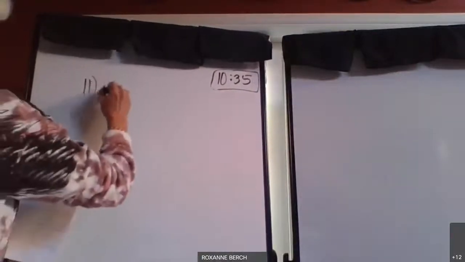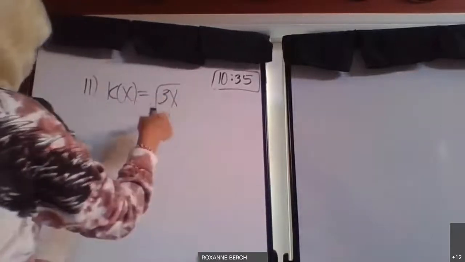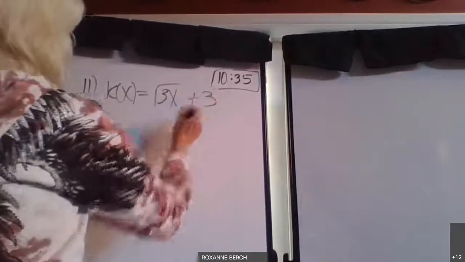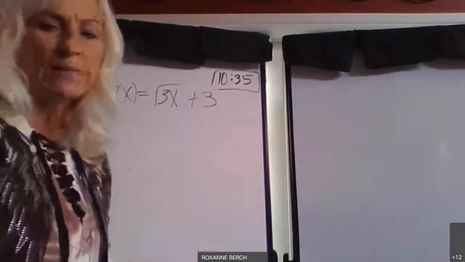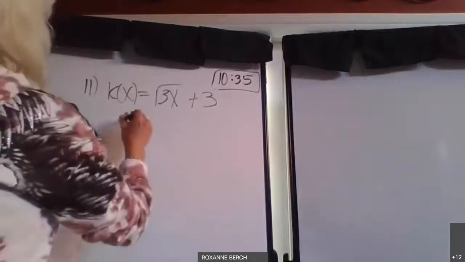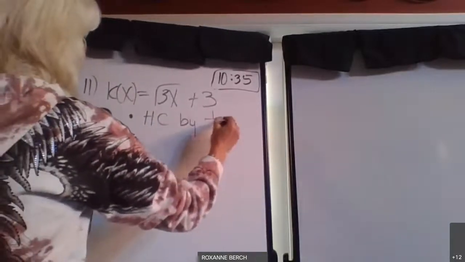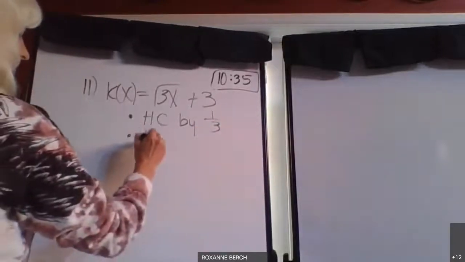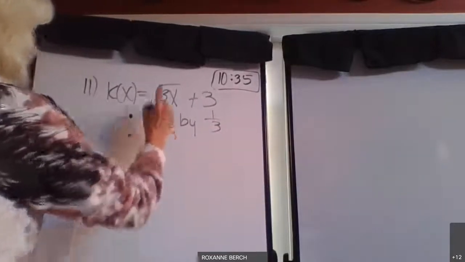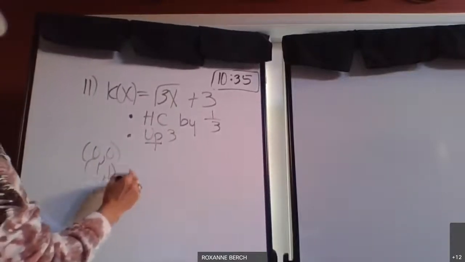All right, 11 is what? K of x is equal to the square root of 3x plus 3. So I expect you all to be able to read these. So you want to practice reading. All right, so this is a horizontal compression by 1/3 and up 3. So square root is 0, 0, right 1, up 1.